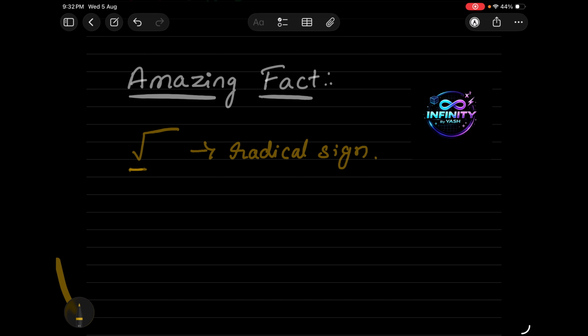But here is the next challenge. How do we find the square root of bigger numbers like 256, 576 or 2025? Should we keep guessing? Of course not.